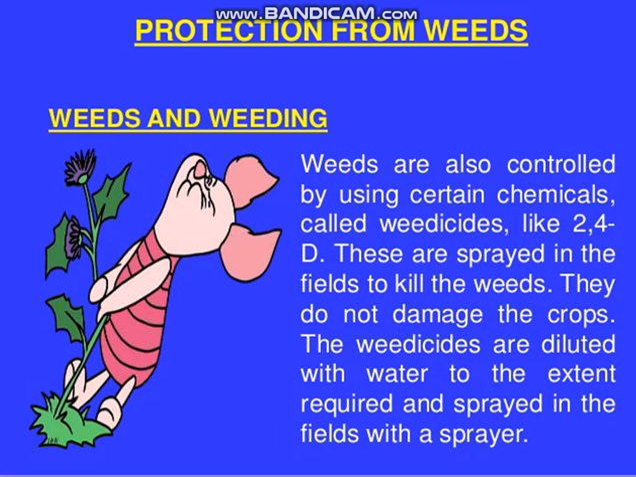Another method of weeding is the chemical method. Weeds are also controlled by using certain chemicals called weedicides like 2,4-D, metachlor, MCPA, etc. These weedicides are sprayed in the field to kill the weeds. They do not damage the crops. The weedicides are diluted with water to the extent required and sprayed in the field with the help of a sprayer.